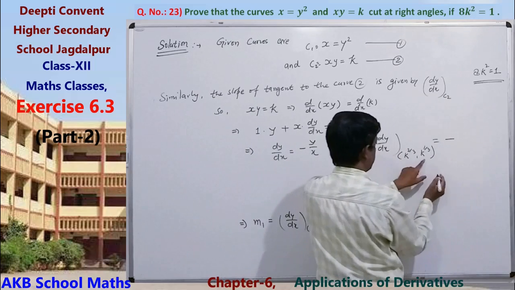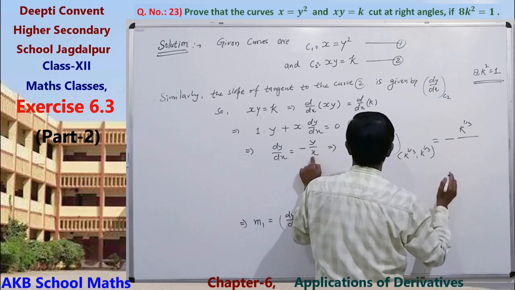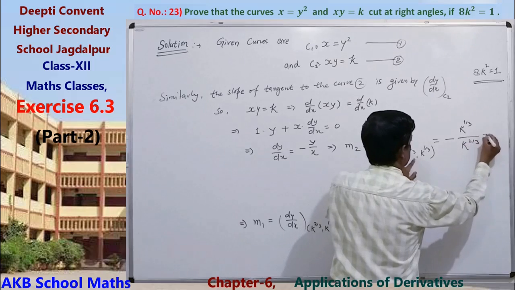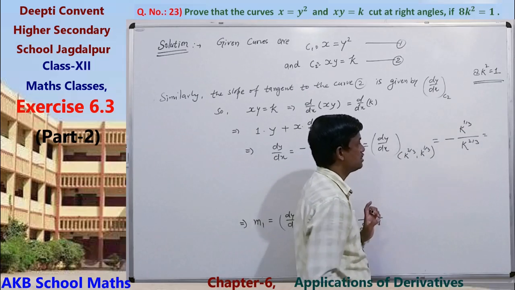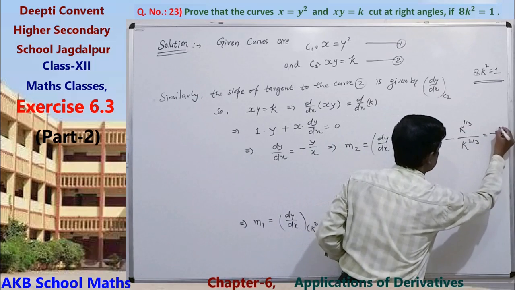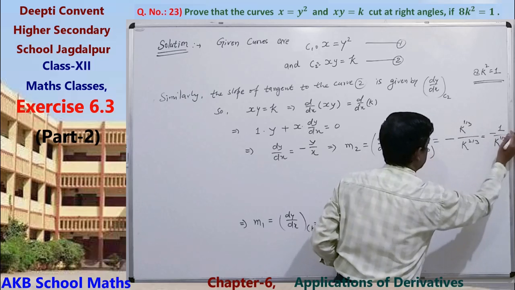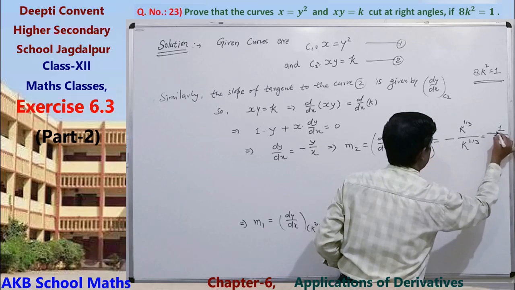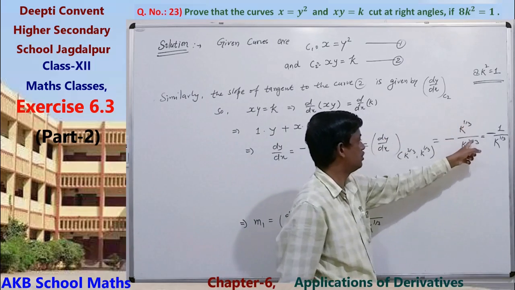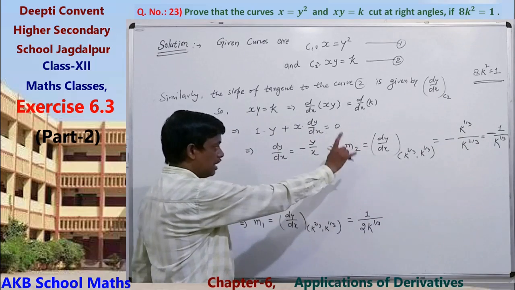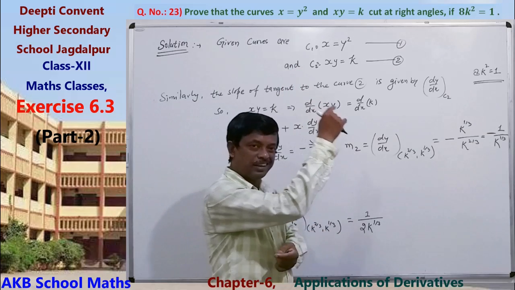So minus in place of y, that is k 1 by 3 upon x, means k to the power 2 by 3. By solving it, k power 1 by 3, k power 2 by 3, 1 by 3 cancel. So this is equals to minus 1 upon k to the power 1 by 3. Okay. So this is m2, this is m1. These are the slope of the tangents to the curve at the point of intersection.